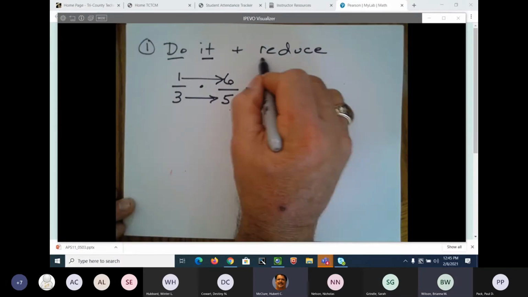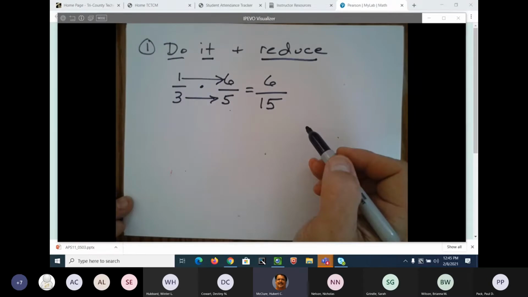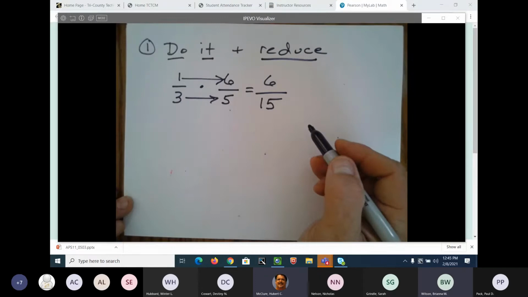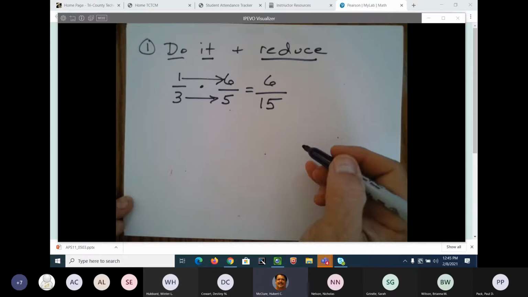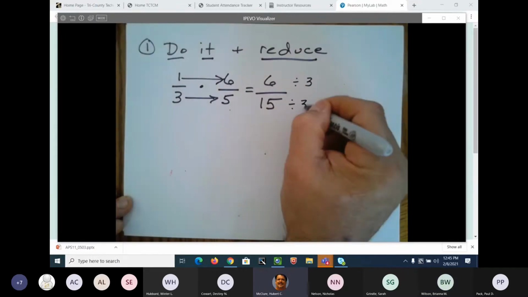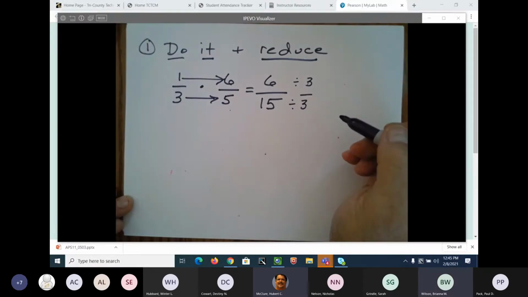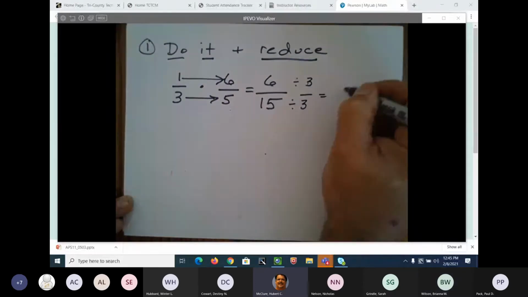Now we got to what? Reduce. Well, 3 will go into 6 and 15. And you know that really well because you just got over doing 5.1 and you know what numbers will go into what numbers. Isn't it amazing how this works out? Divide by 3. Divide by 3. 3/3 is 1. So you're basically dividing by 1. And that's equal to 2/5.